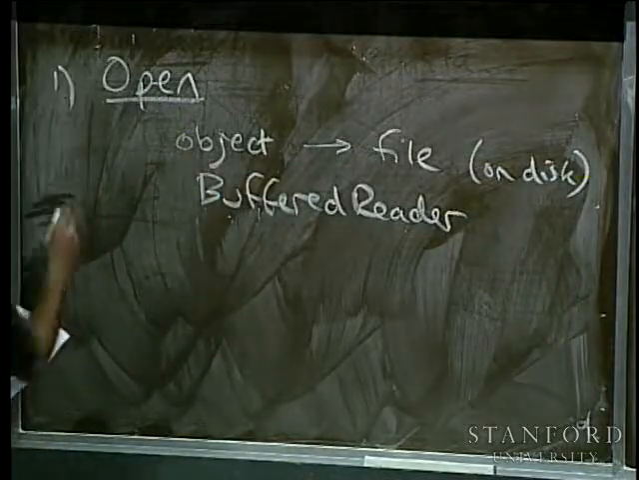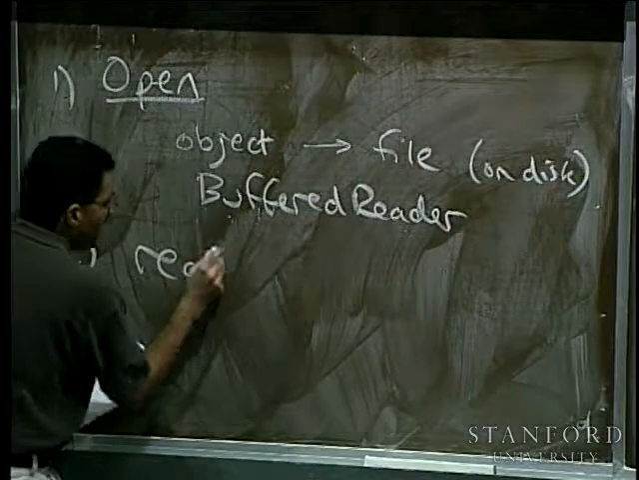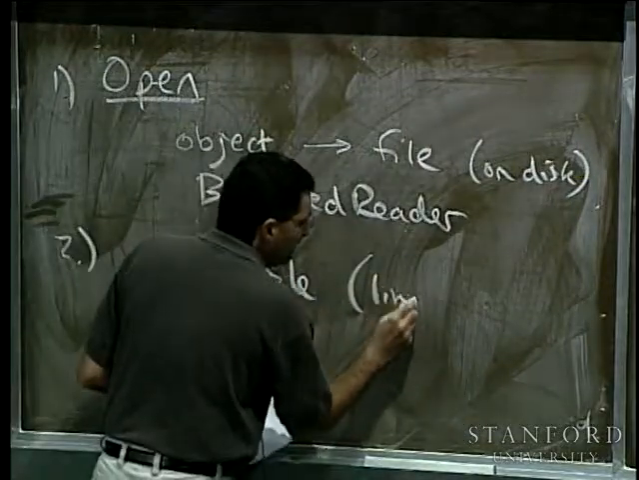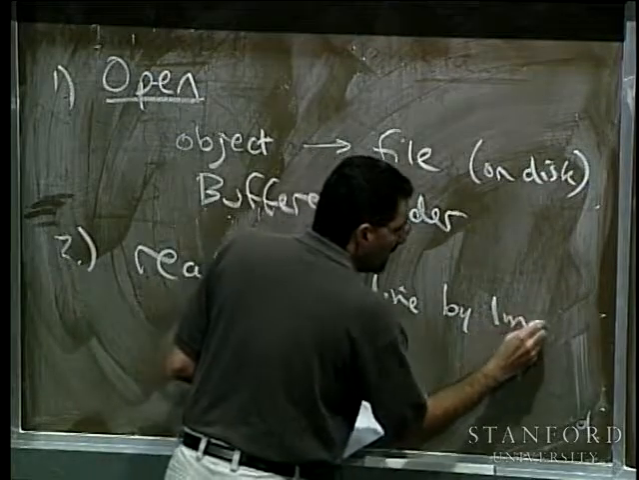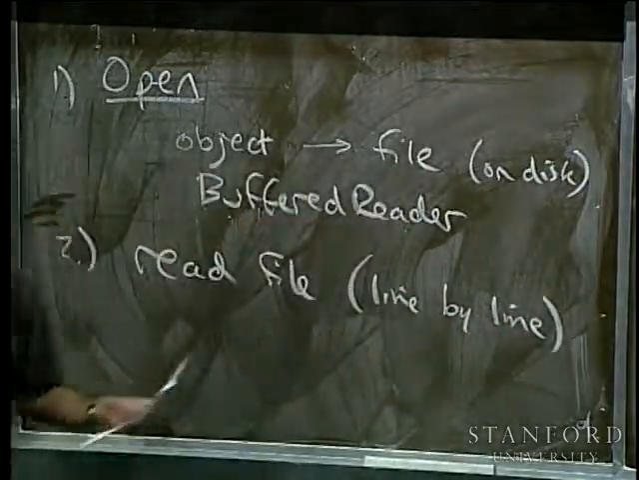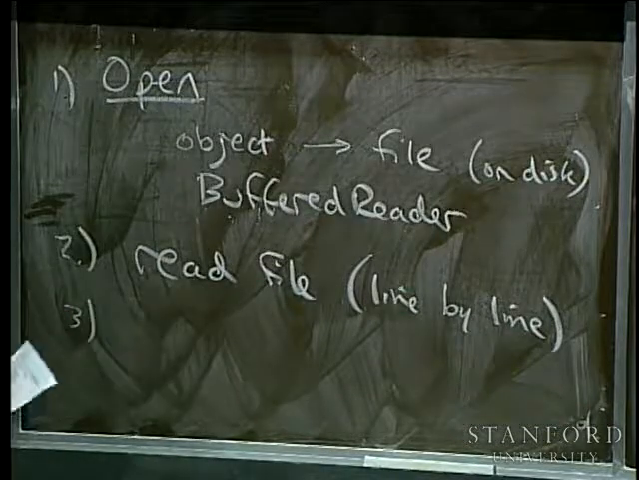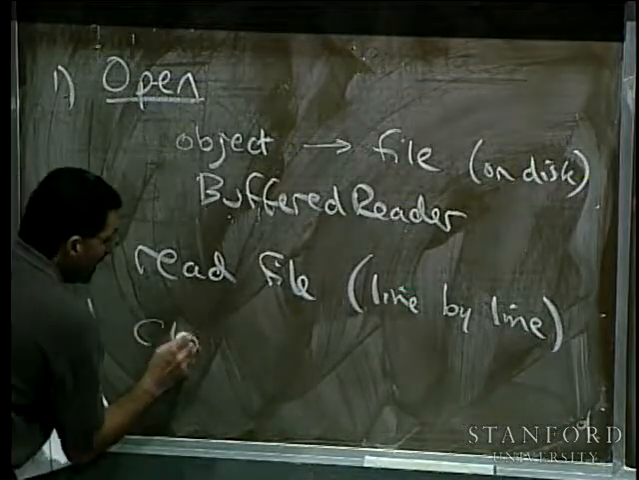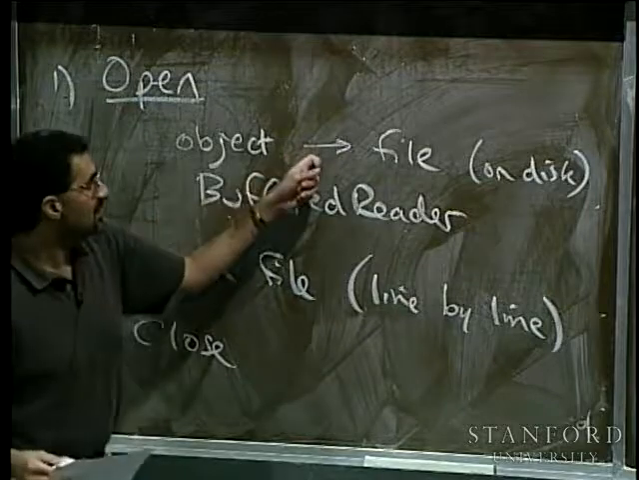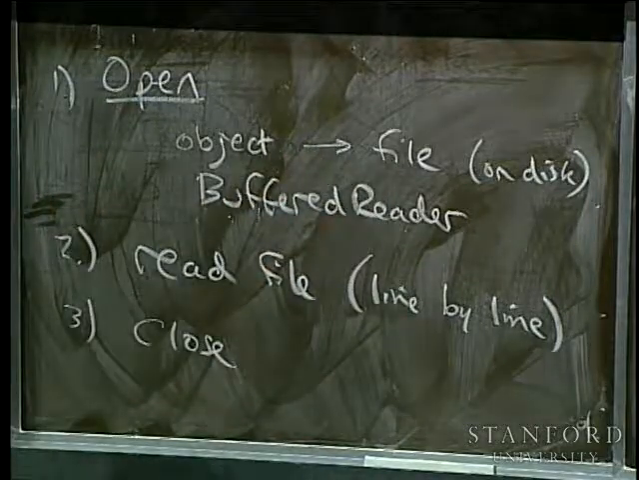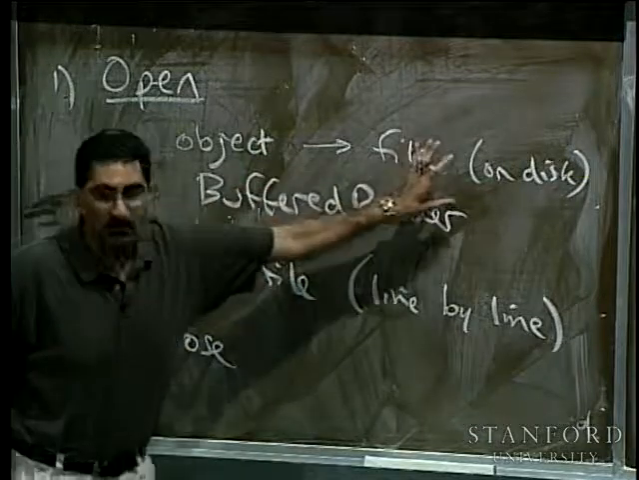Then the second thing you do is you read the file. There are multiple ways of reading the file, but we're going to focus on reading a file line by line until we've read as much of the file as we want, usually the whole file. And then the third thing you need to do, because you opened the file, is close the file, which cuts this correspondence between the object and the file. It says, OK, I'm done with that file now. This object is no longer referring to that file.